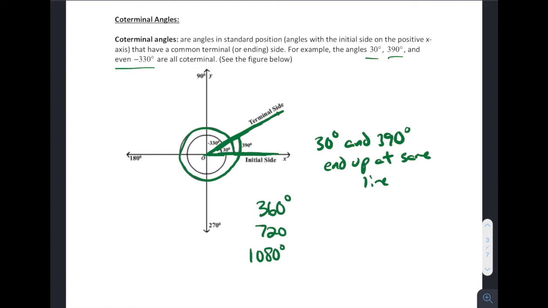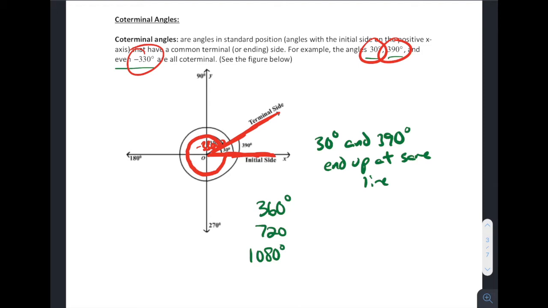Now, as we said before, you could go around a circle in the positive direction or the negative direction. If we start off at our initial side right here in red, and we go in the opposite direction, this is our negative direction, and we end up right here, that is negative 330 degrees. It also ends on this exact same side. So it's interesting that 30 degrees, 390 degrees, and negative 330 are all coterminal. They all end up at that exact same angle.